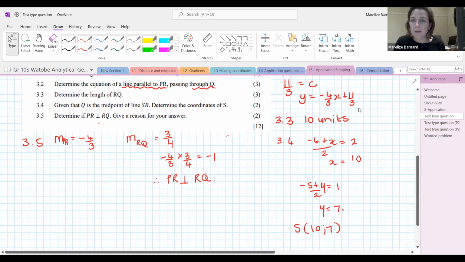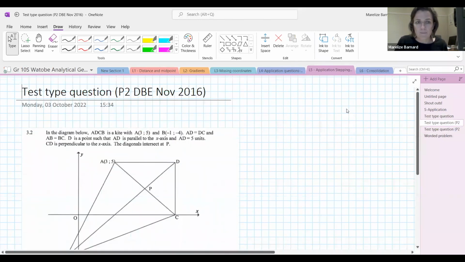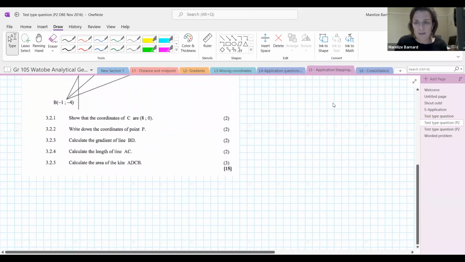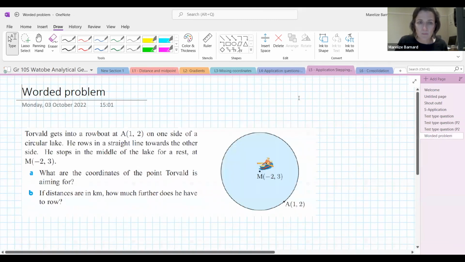Okay, this is a very nice test question. I did actually get it off an old test. So let's see. We've got some more questions here, but we are almost out of time.